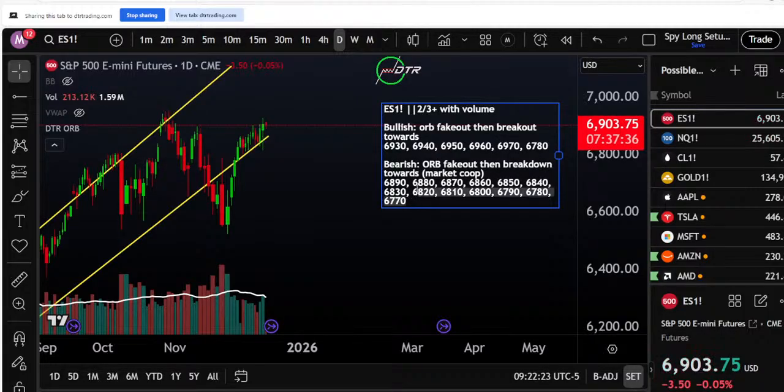Sweet. Again, I don't think I need to go all the way down to 770. Probably not going to happen, but we'll save ourselves some prep here for tomorrow.